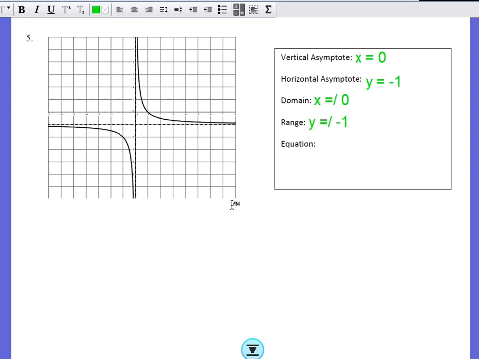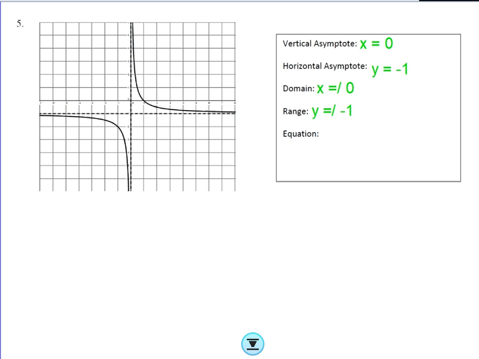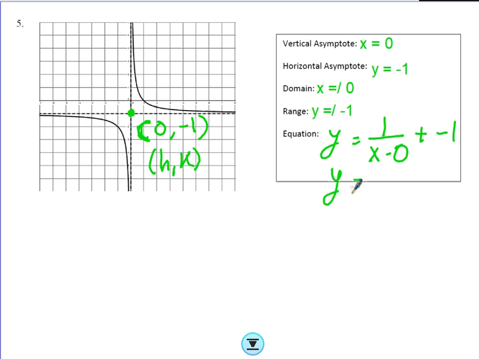And then for the equation, we're going to, again, find the intersection point of the asymptotes. So that is right here. This point is 0, negative 1. That is our HK here. So y equals 1 over x minus 0 plus negative 1, which when we simplify is y equals 1 over x minus 1.